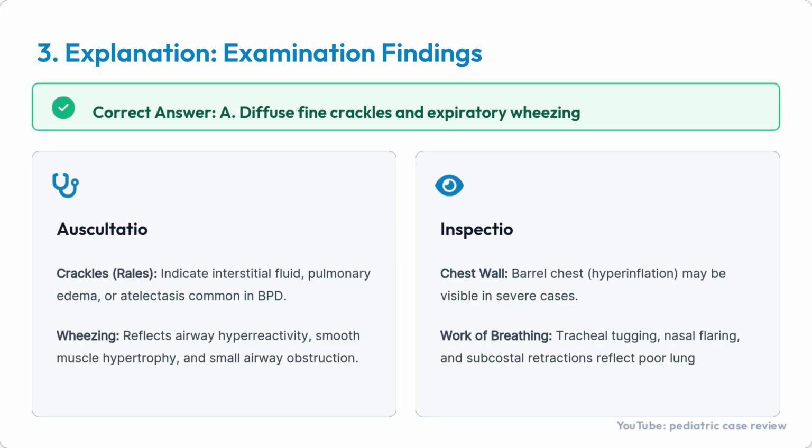The correct answer is option A, diffuse fine crackles and expiratory wheezing. Crackles or rales indicate interstitial fluid or atelectasis, which are very common in bronchopulmonary dysplasia. Expiratory wheezing reflects airway hyperreactivity and small airway obstruction. You might also notice a barreled chest due to hyperinflation and signs of poor lung compliance.